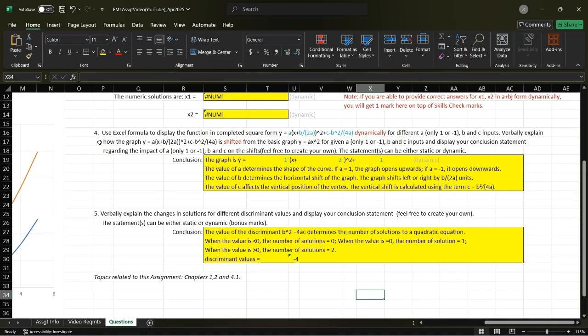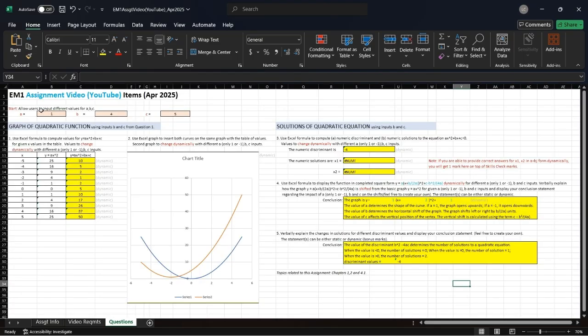Okay, so firstly, question 4: explain the relationships of different values of A, B, and C with the changes to the graph. The value of A determines the shape of the curve. If A equals 1, the graph opens upwards. If A equals -1, it opens downwards. So as you can see, A is now equal to 1, so the graph is opening upwards.